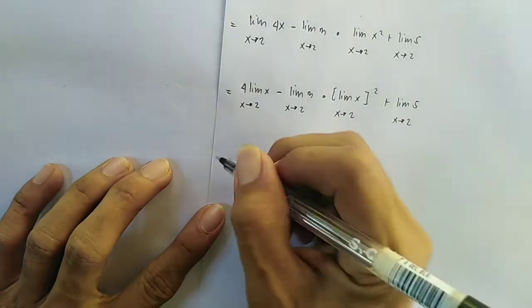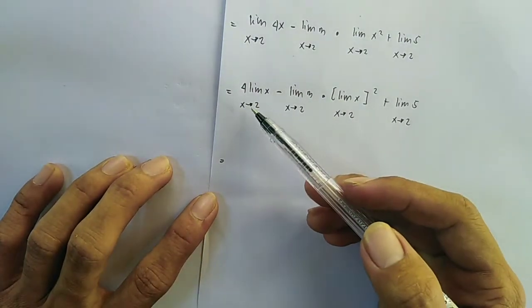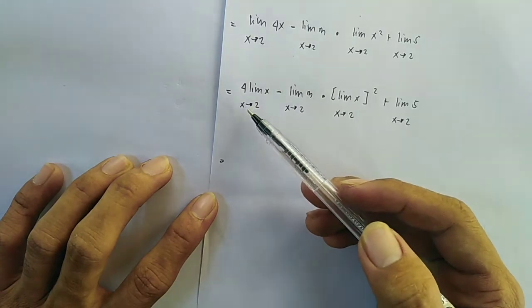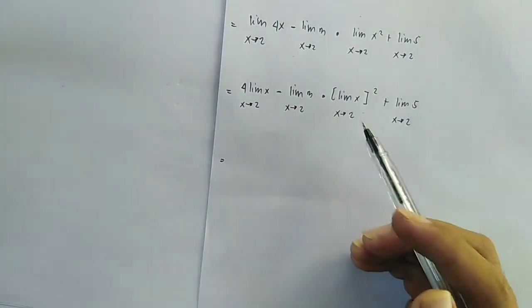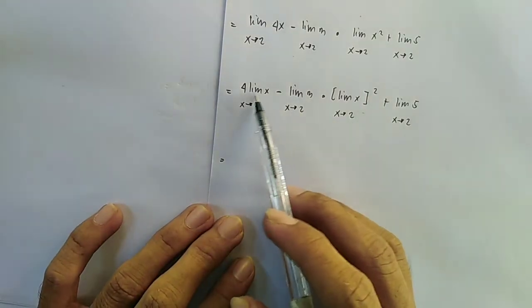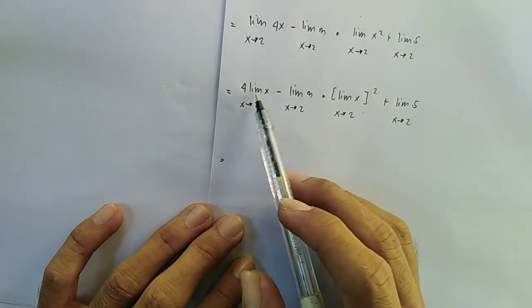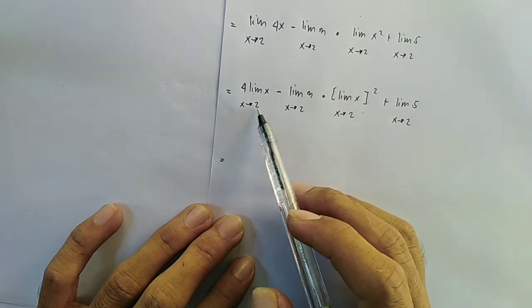Now let us directly substitute the value to which your x approaches in the given limit. So we replace the limit of x with the value where your limit approaches.